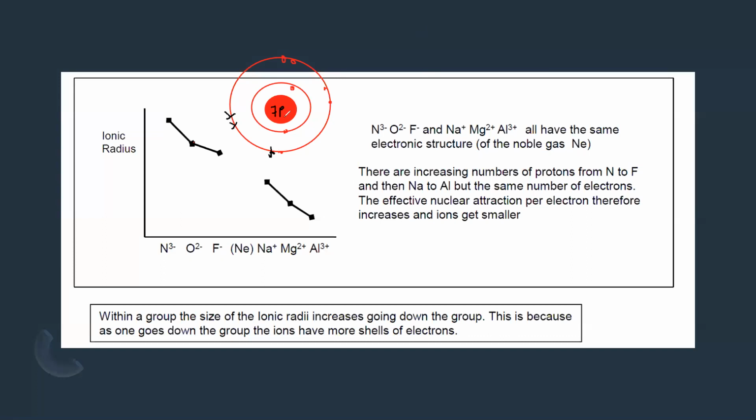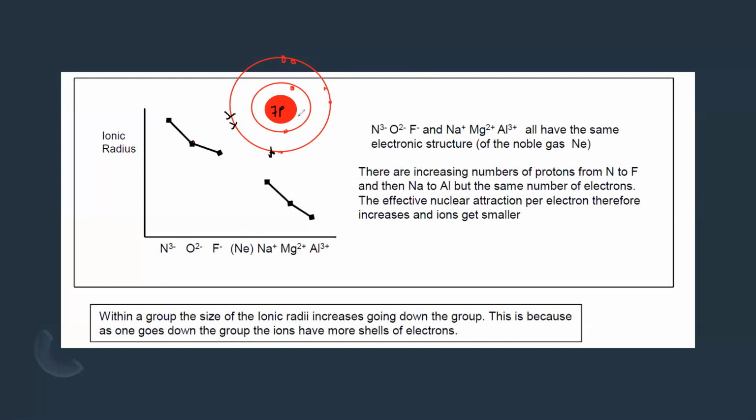So 7 protons are attracting more electrons in the outermost shell. That's why there is weaker attraction towards each electron. So as there is weaker attraction between the nucleus and the outer shell electrons, the size will be larger.